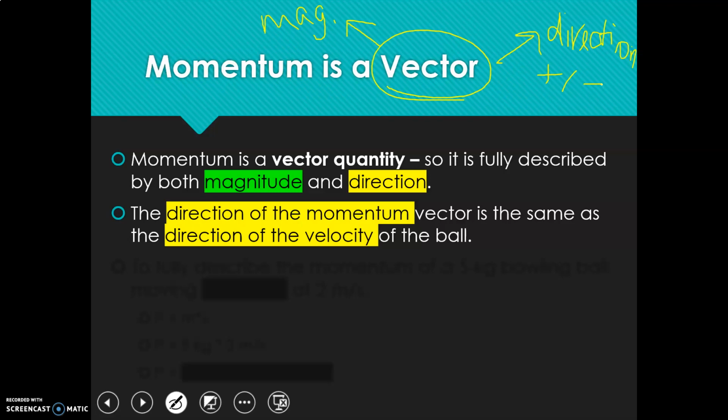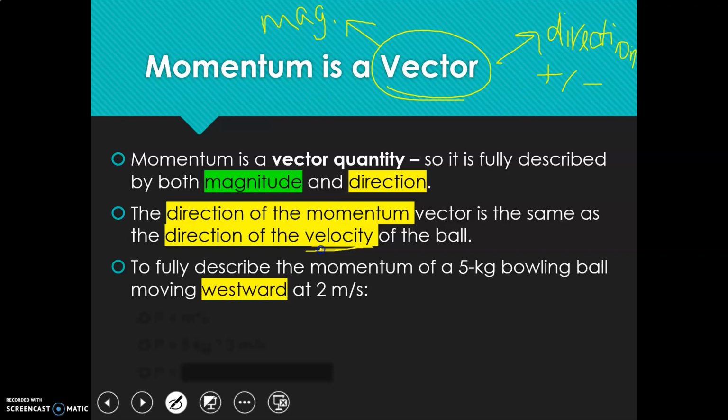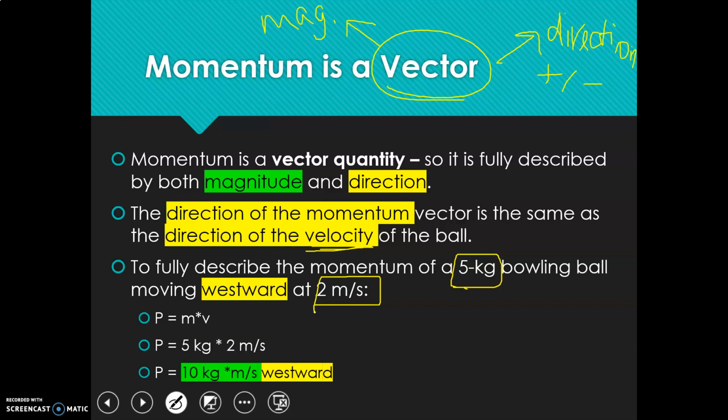The direction of momentum, the positive or negative sign, the left or right movement of momentum, is tied to the direction of the velocity. So if the velocity is going to the right, the momentum is also going to the right. To fully describe the momentum of a 5-kilogram bowling ball moving westward at 2 meters per second, you would use the equation P equals M times V. So you plug in your numbers: P equals our mass, 5 kilograms, times our velocity, 2 meters per second. 5 times 2 is 10, so the momentum is 10 kilogram meters per second.